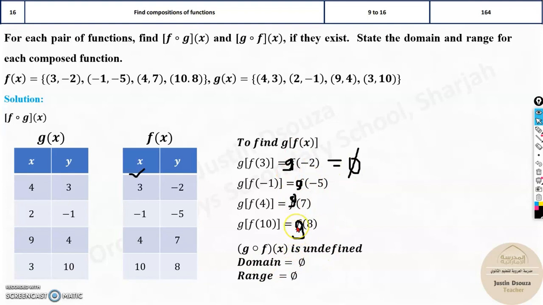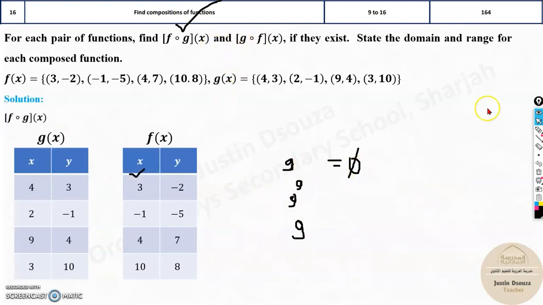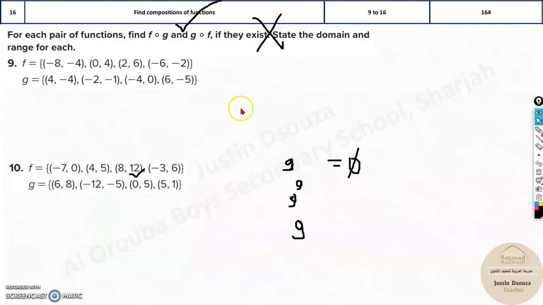Therefore there is no domain, there is no range. Why? Because all the values which we considered over here, as you can see, x values have y values, but none of these matches with the x values of the g of x table. So that means it's all a null set. It is not possible. These are not composed. So what we have to say is, yes, the earlier composition exists. We did it a while ago, in the previous slide: g of 4, when we solved, was 3, and then f of 3 was -2. So we got the answers. But here, g of f of x does not exist, and the domain and range are null sets. That is the answer.